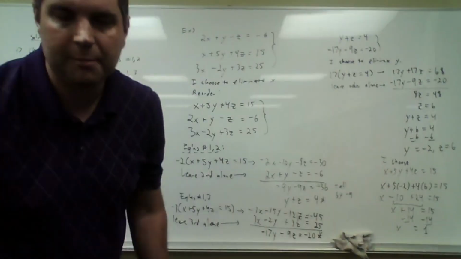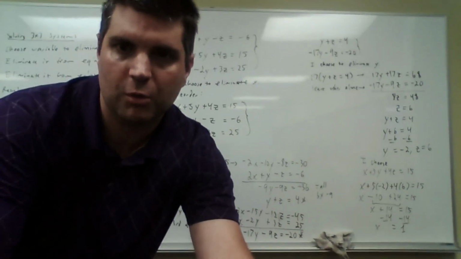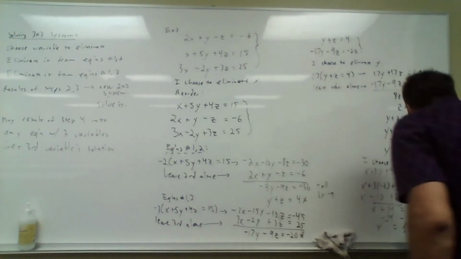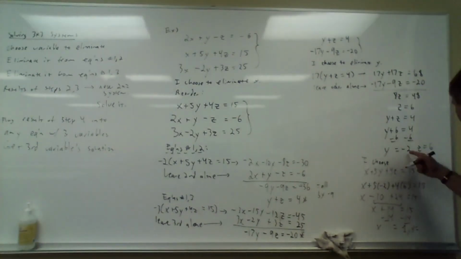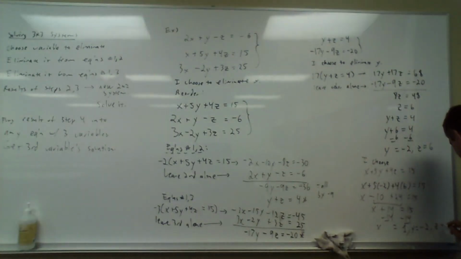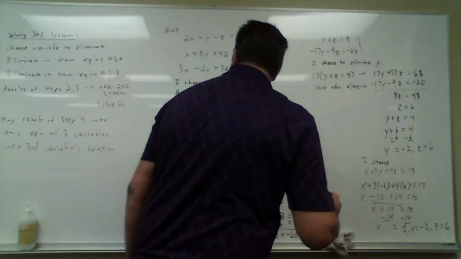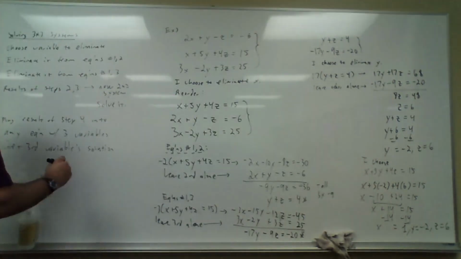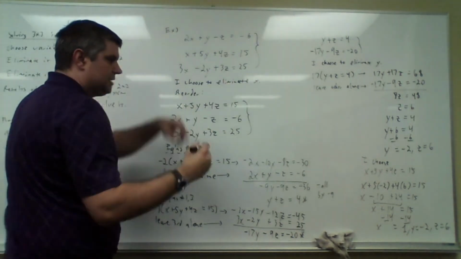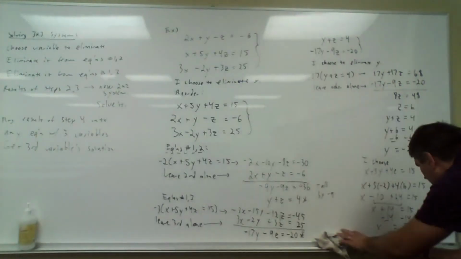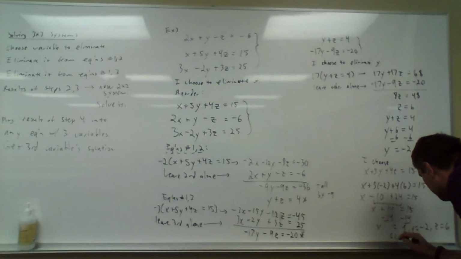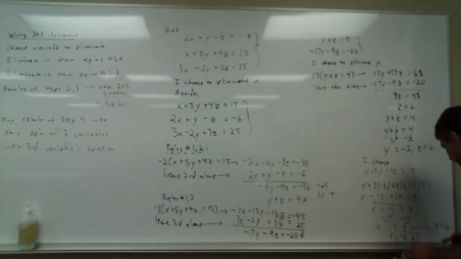Let's make sure it all fits. X equals 1. Y equals negative 2. Z equals 6. And in ordered triple, that's going to be 1, negative 2, 6. X, Y, Z. And I'm done.